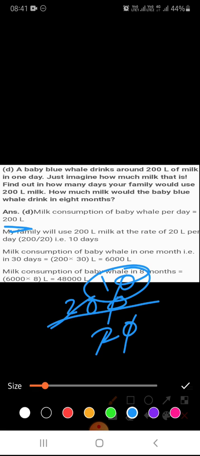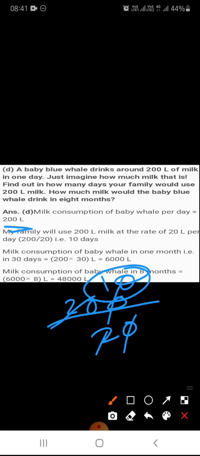Milk consumed by the baby whale in 1 month equals 30 multiplied by 200, which gives 6000 liters. So milk consumed by the baby whale in 8 months is 6000 multiplied by 8, that is 48,000 liters.